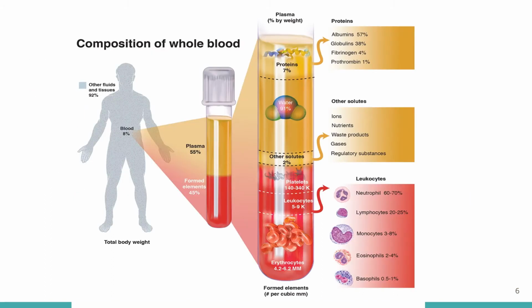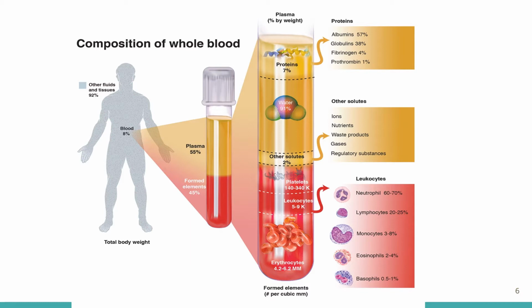So this is a different diagram, I believe in Desjardins, showing the breakup of the blood and how they spin it out. You can see where the formed elements settle to the bottom, and then the plasma, and the breakup of each one of them. Then we look at the leukocytes, which are all your different white cells, how your platelets make up 140 to 340,000 per cubic millimeter, and your erythrocytes make up the 4.2 to 6.2 million.